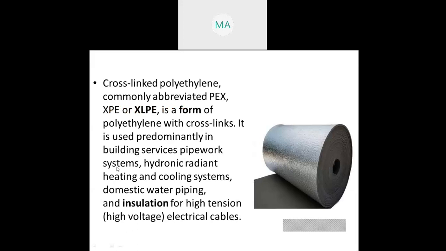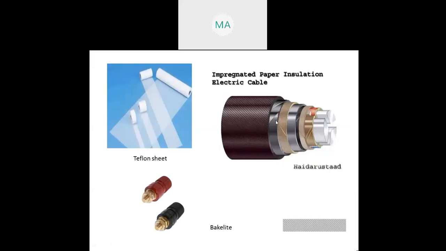Here one is XLPE, which means cross-linked polyethylene. It is used for insulation in cables. If you see a cable, this will be used based upon the level of voltage, as an insulation material for the conductors. Then the Teflon sheet.